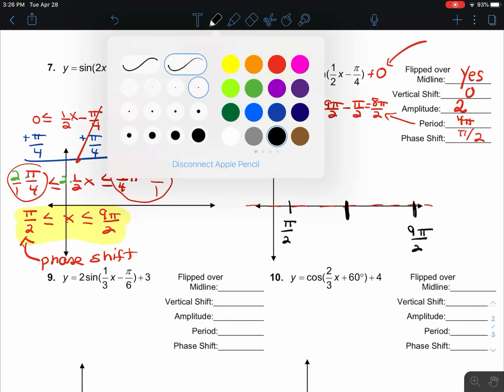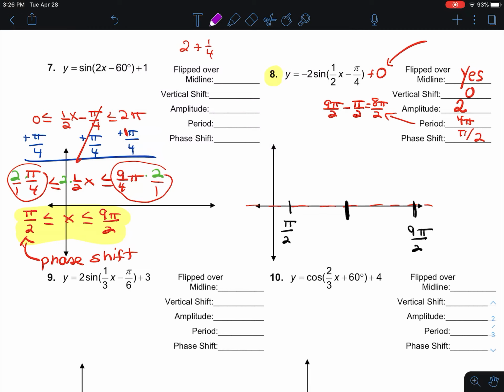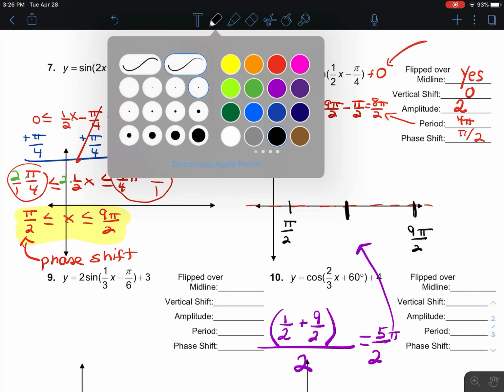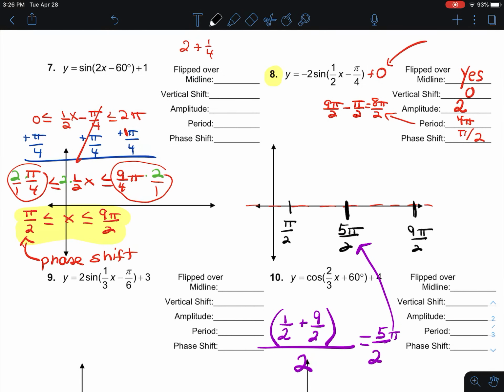So I'm going to write this down below here, but this is what you're going to type in. You're going to add together just the coefficients. So just add on your calculator a 1/2 and a 9/2. But once you add those together, remember we're doing the average. So you want to add them together, then divide by 2. You're going to switch it back into a fraction always, and then you're going to reattach the pi symbol onto your answer. That's going to give you the middle, 5 pi over 2.